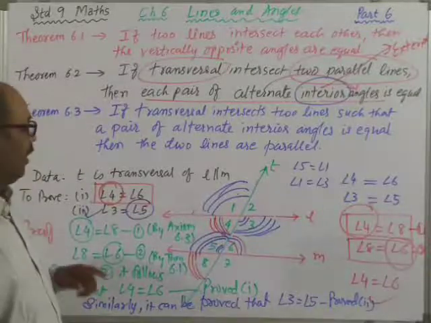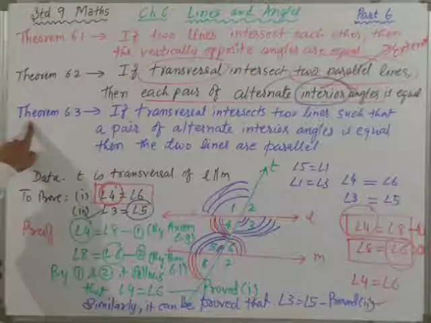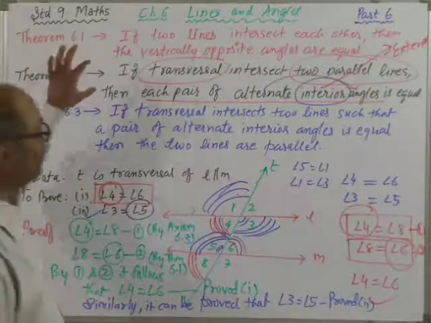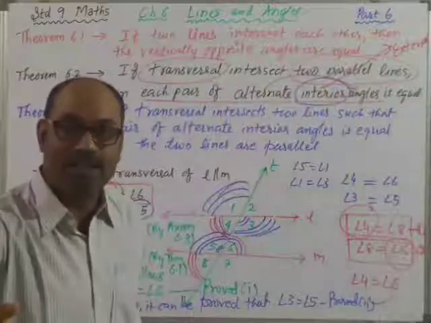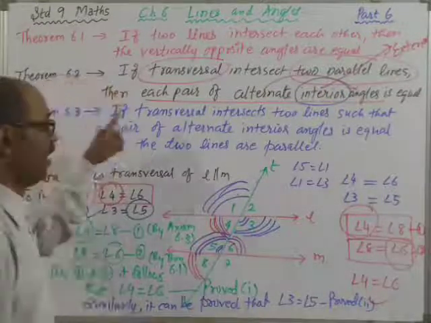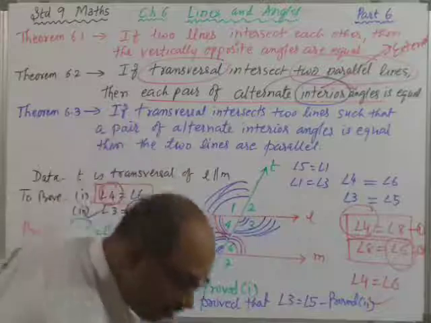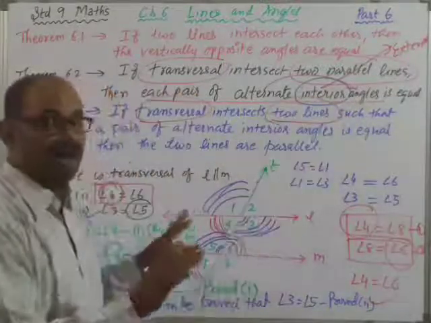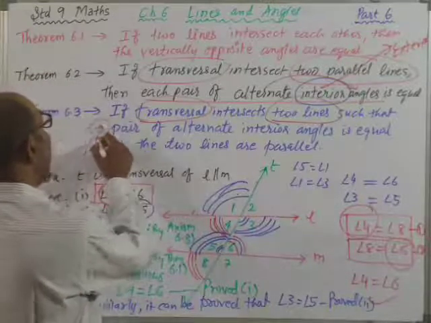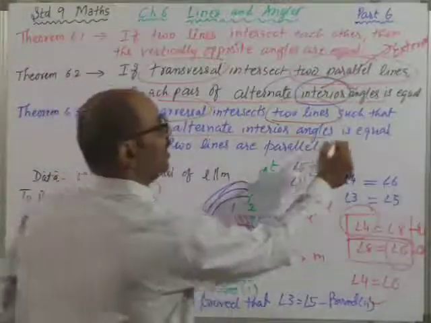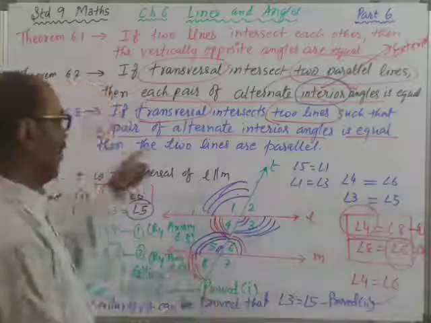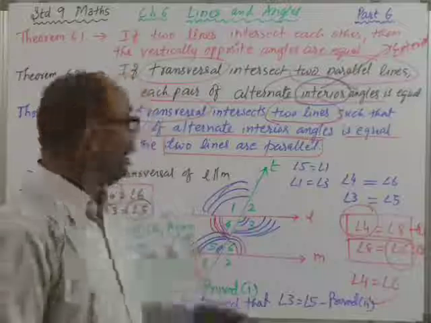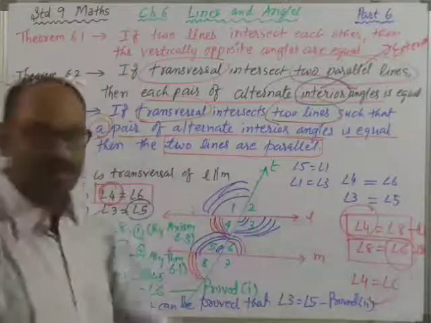Is that clear? Okay, so now we will see theorem 6.3, which is actually the converse of this. Earlier, a transversal of parallel lines had alternate interior angles equal. Here, a transversal of two lines is given, not parallel, but in it a pair of alternate angles is equal, so that means the two lines are parallel. This is the result. So theorem 6.3 is the converse of theorem 6.2.